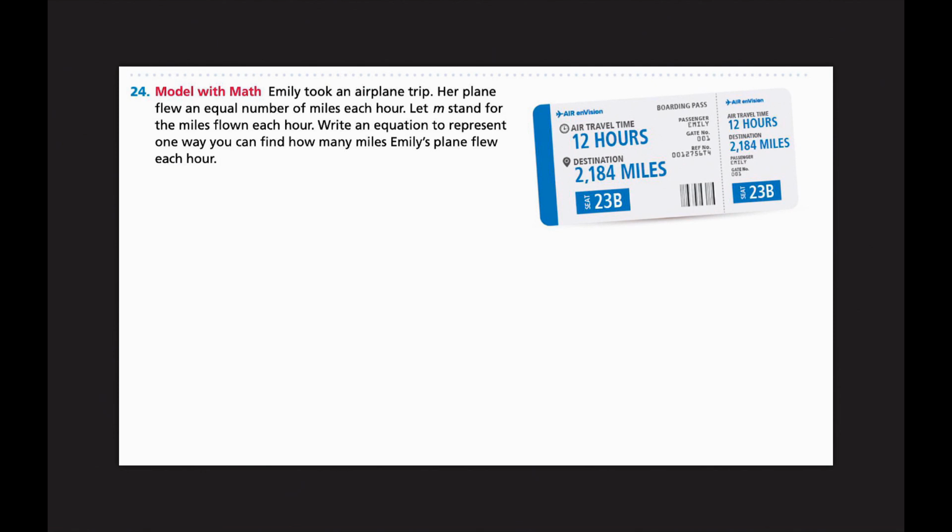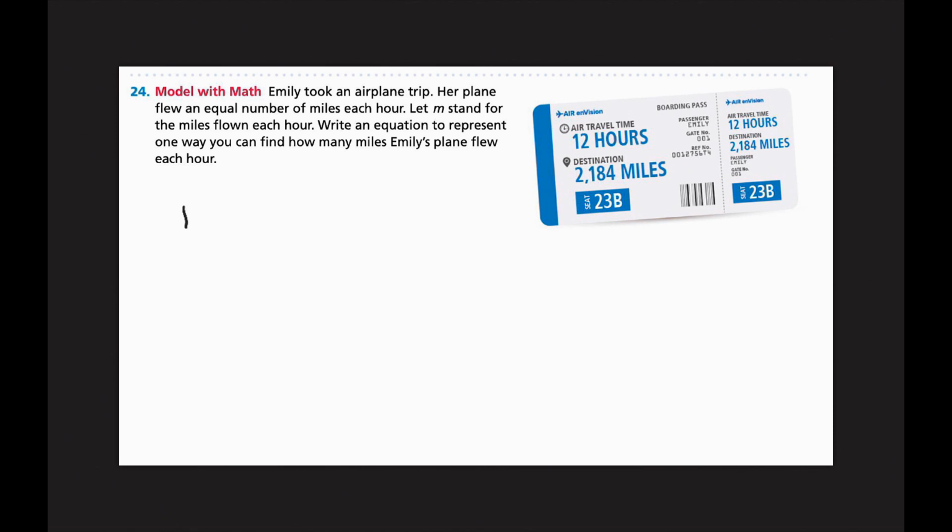And finally, this one, number 24, Emily took an airplane trip. Her plane flew an equal number of miles each hour. Let M stand for the miles flown each hour. Write an equation to represent one way you can find how many miles Emily's plane flew each hour. So there's multiple ways to do this, but the way that I would go about this is the same exact way that we've been practicing.